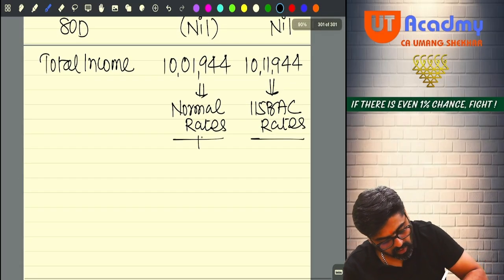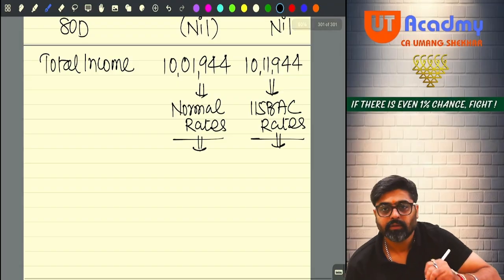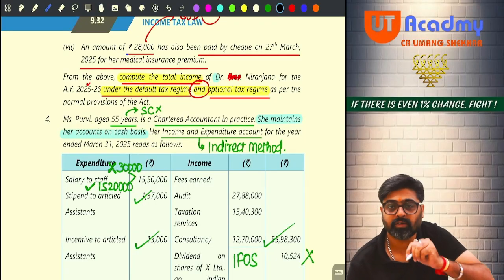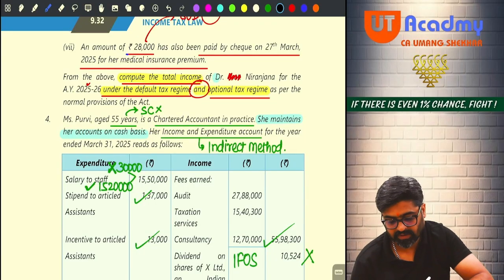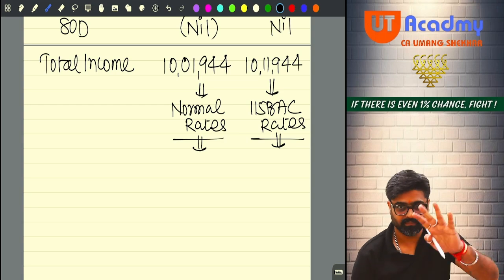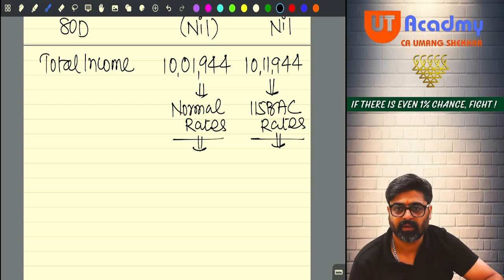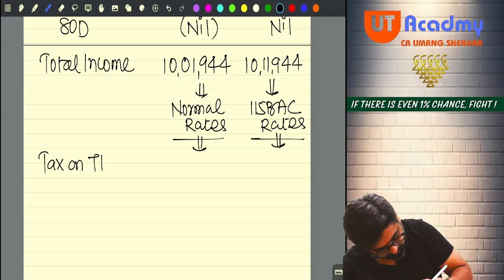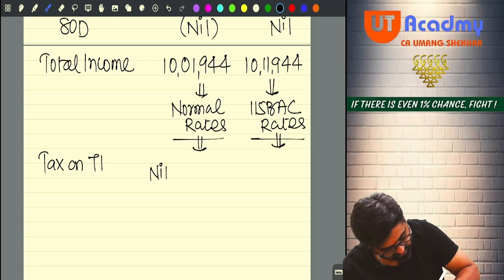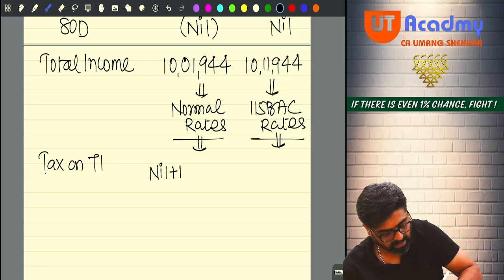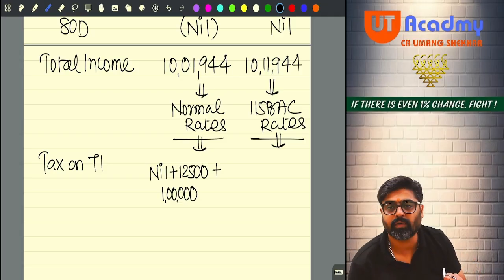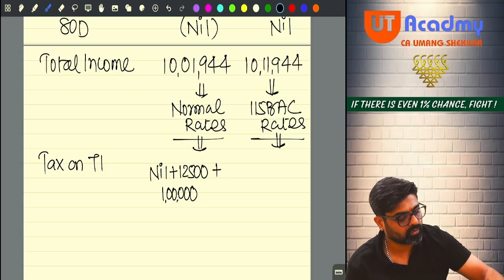So on normal rates, when I apply, Purvi is not a senior citizen. So the basic exemption limit of 2,50,000 will be applicable. Here my tax on total income will be: first 2,50,000 nil, then 2,50,000 to 5 lakh it will be 12,500. Then 5 lakh to 10 lakh, it will be 1 lakh. And any total income above 10 lakh, 1,944.